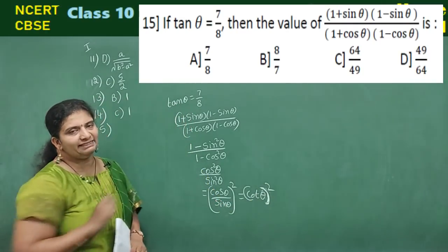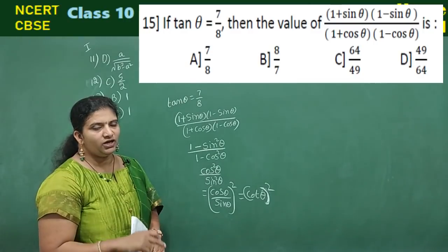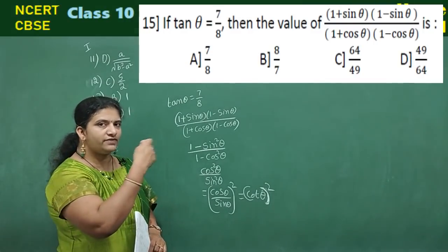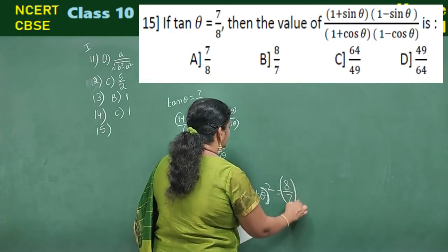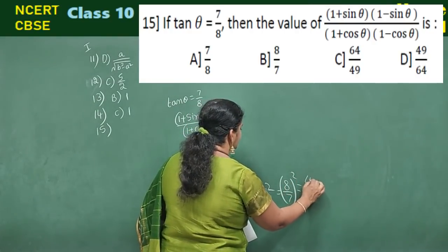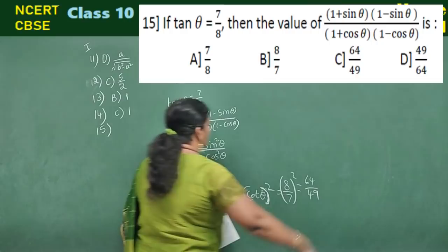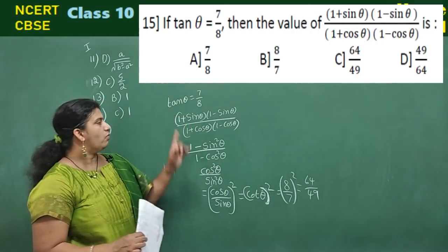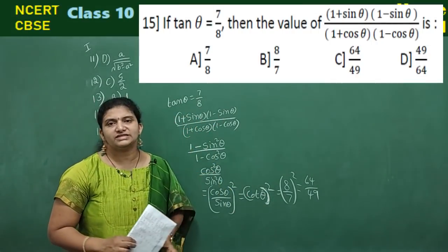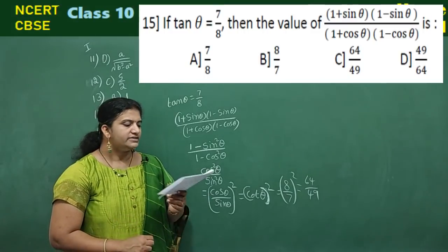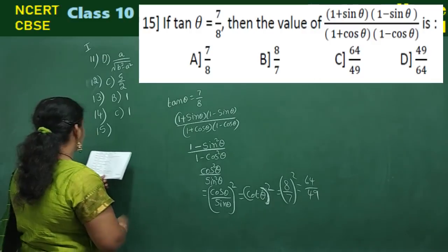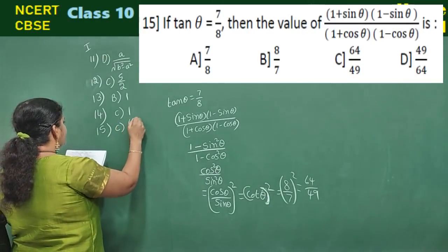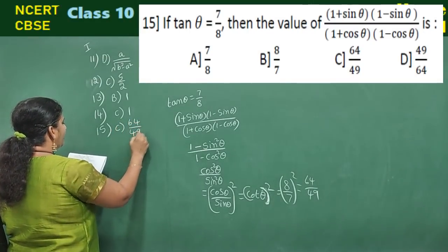You know tan theta. Tan theta is 7 by 8. Cot theta will be the reverse of tan theta. That will be 8 by 7 whole square. 8 8s are 64. 7 7s are 49. Therefore, what is the value of this? 64 by 49. Check the option. Which option is the right answer here? Your option is option C, 64 by 49.